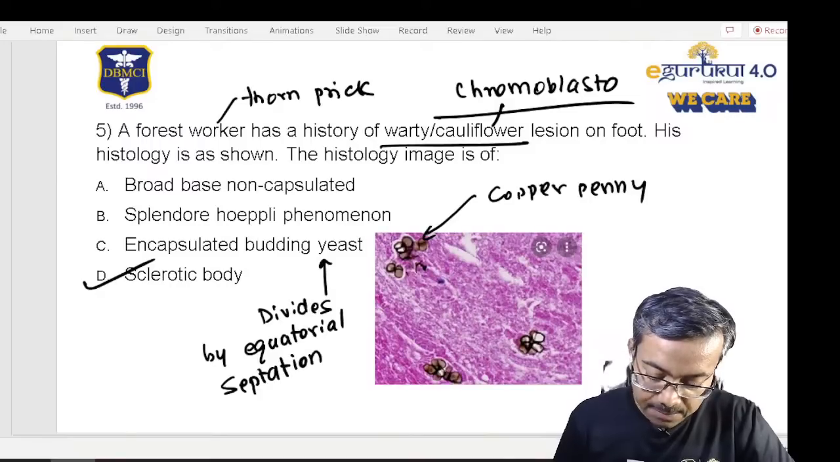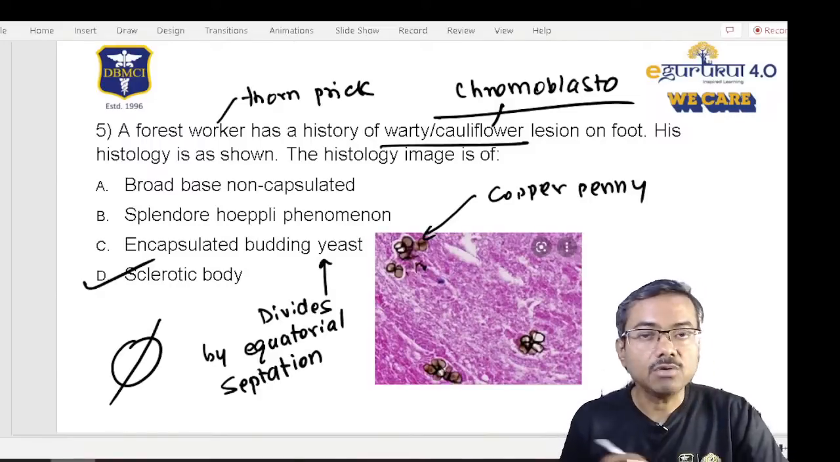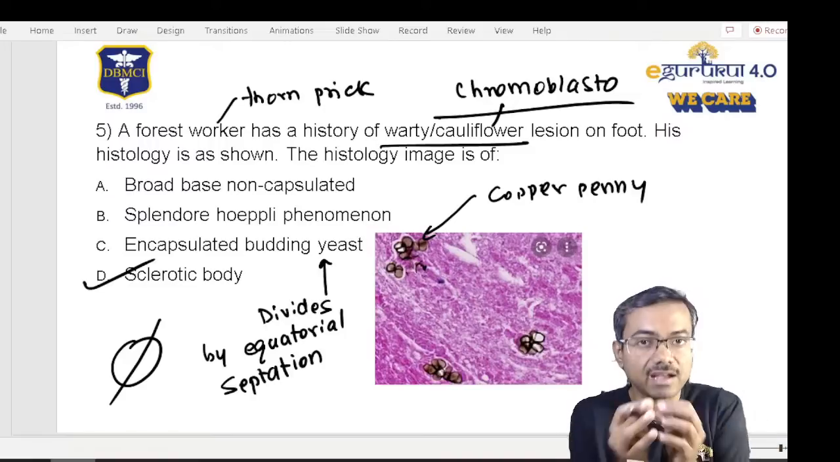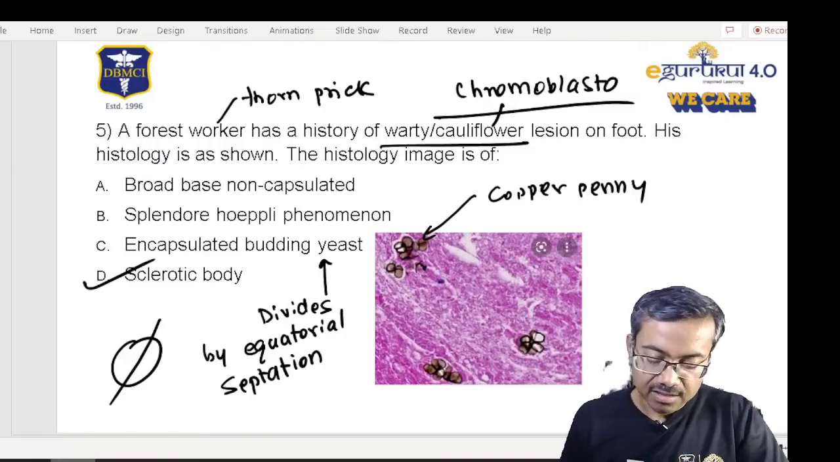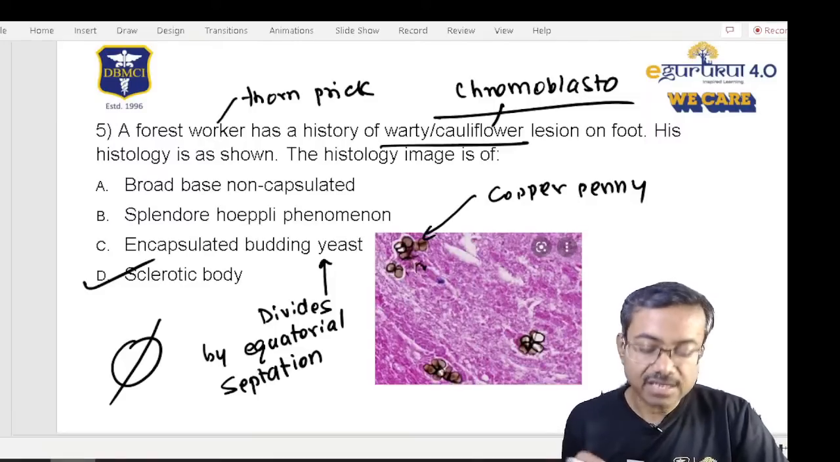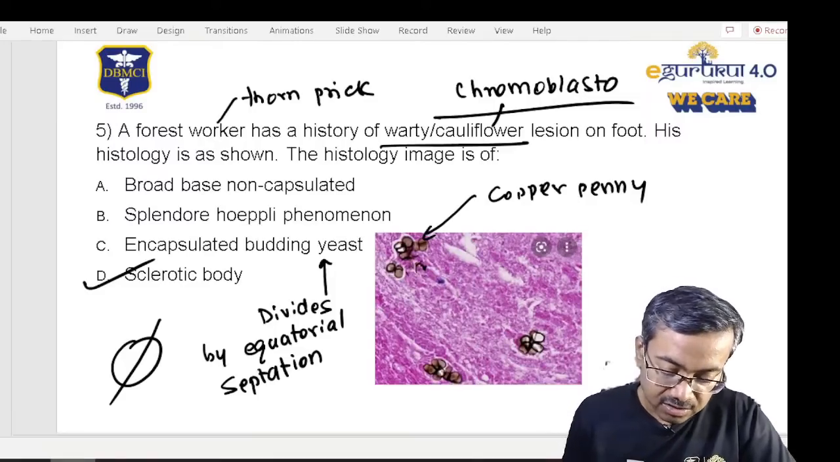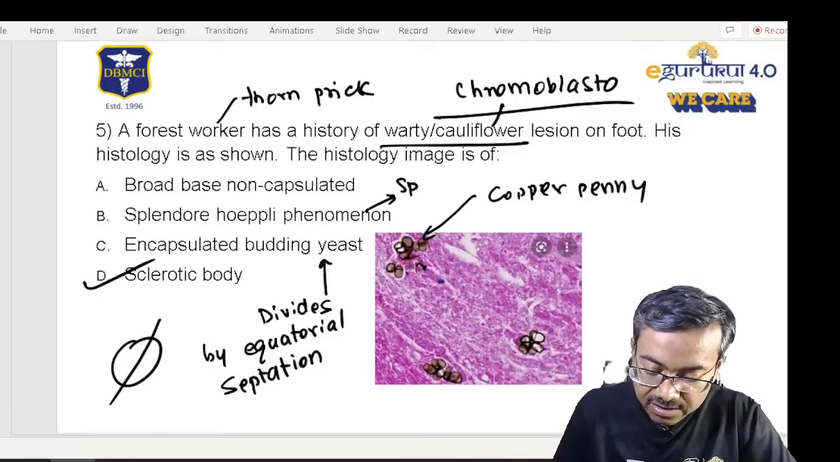What is equatorial septation? If this is the equator, like in the center, it just kind of splits in the center, like how an equator is in the center, septates in the center through the center line. That's called equatorial septation. That's how it is, not by budding yeast. The splendore-Hoeppli phenomenon is seen in sporotrichosis. We'll talk about that soon.